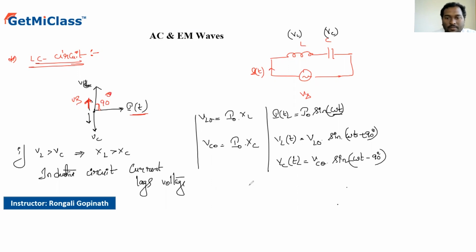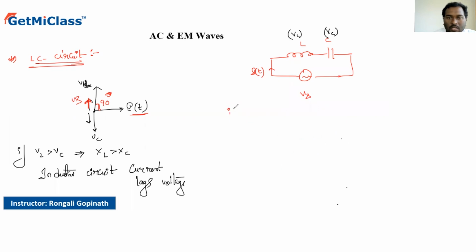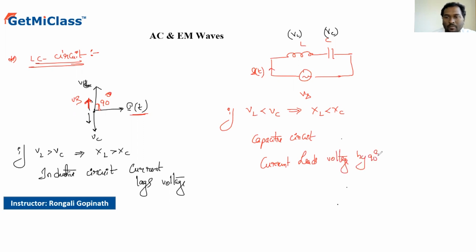The other case, let me erase this part. The other case is if VL is less than VC or XL is less than XC, then it is called a capacitive circuit where current leads the voltage by 90 degrees, right? This is what happens in case of an LC circuit.